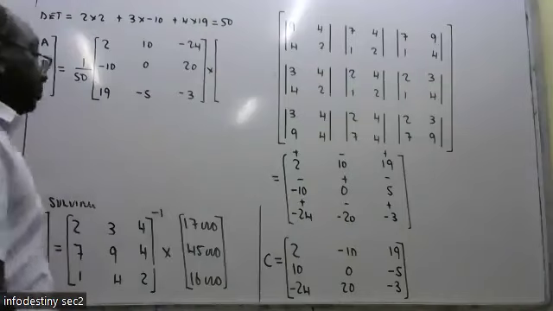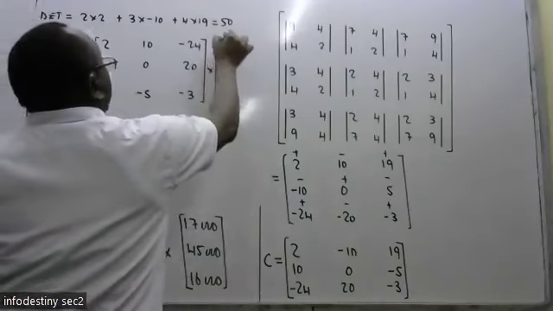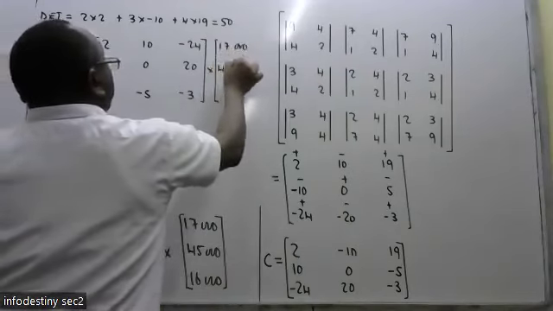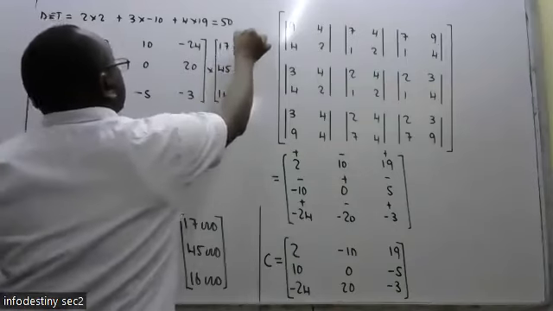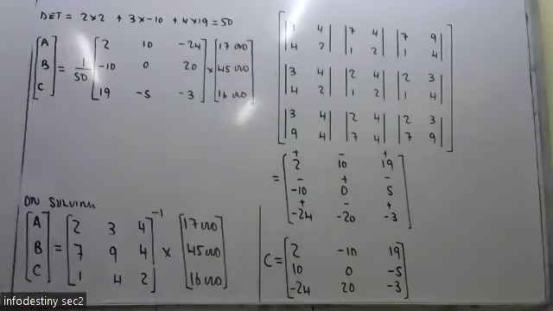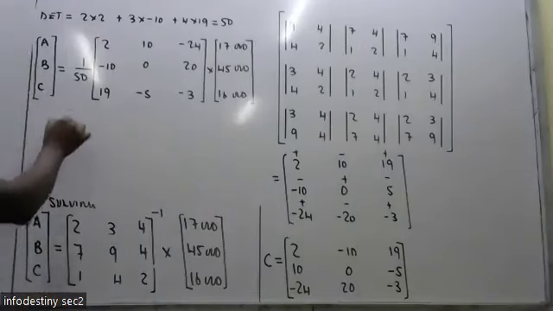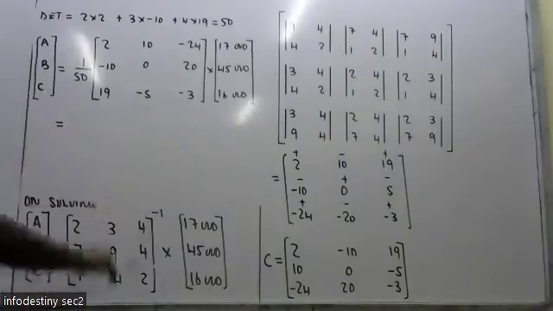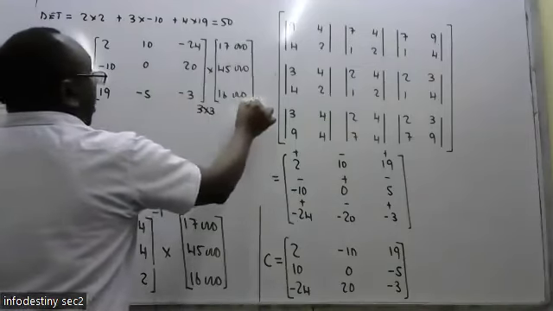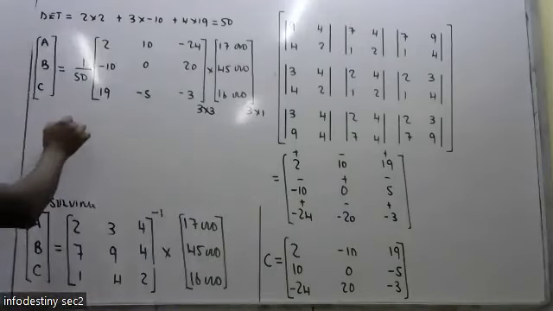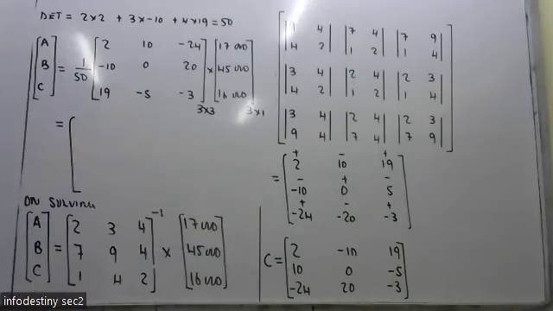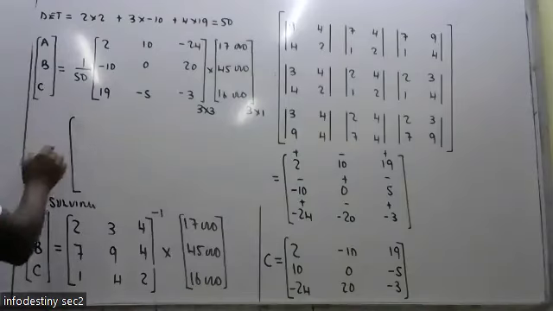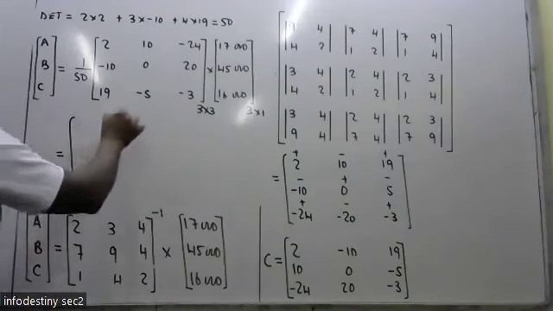Yeah. So we multiply 17,000, 45,000, and 16,000. So by the way, sasa here, now that you know how to multiply, you can just go straight. See, this is a 3 by 3, and this is a 3 by 1. So we are going to get a 3 by 1. Multiply and give me the final answers, please. The final answers.